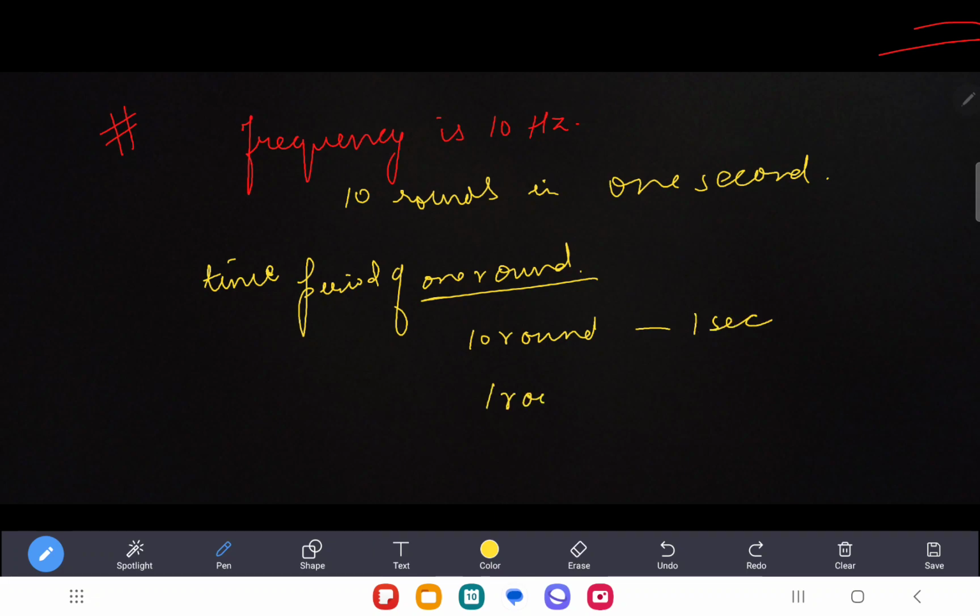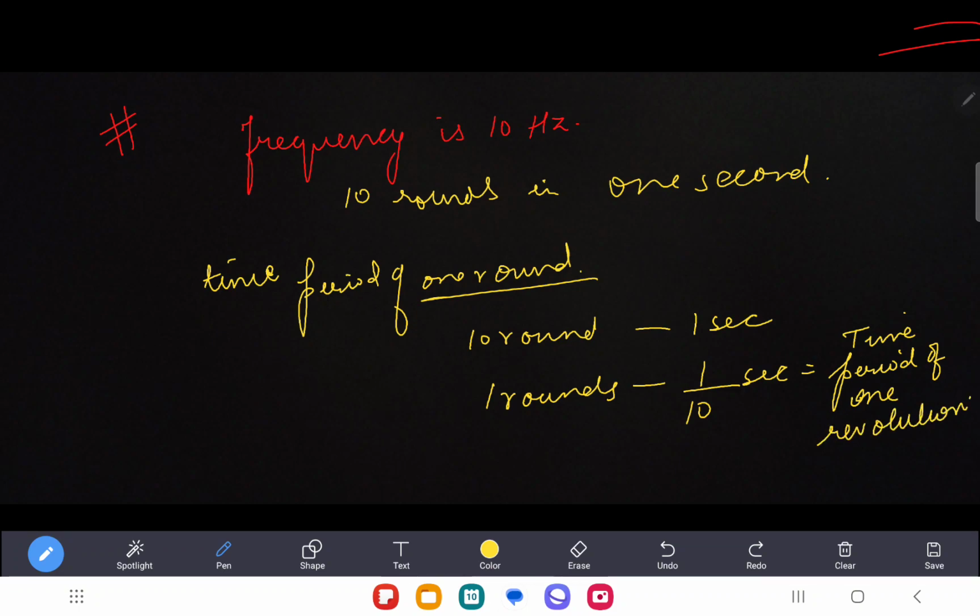So one round happens in 1 by 10 seconds. This is the time period of one revolution. This is the period, right? Yes, the time period of one revolution. So can I say the time period, capital T, is the time period of one revolution, which equals 1 by frequency?